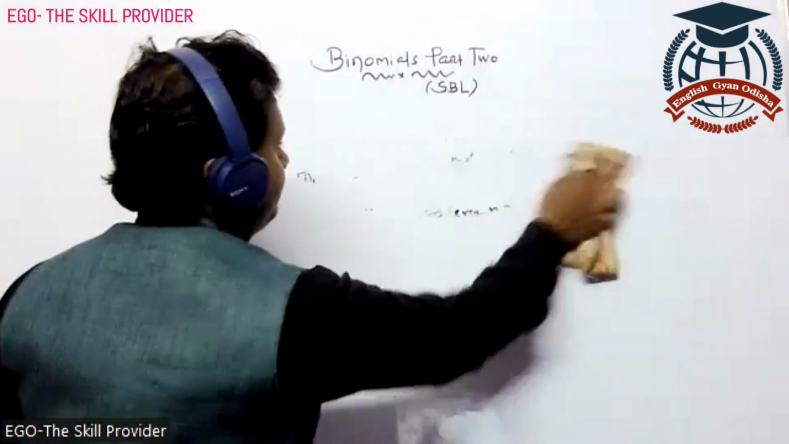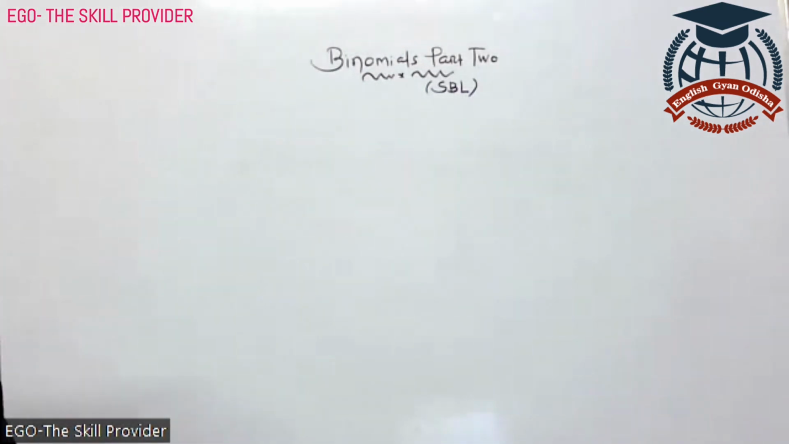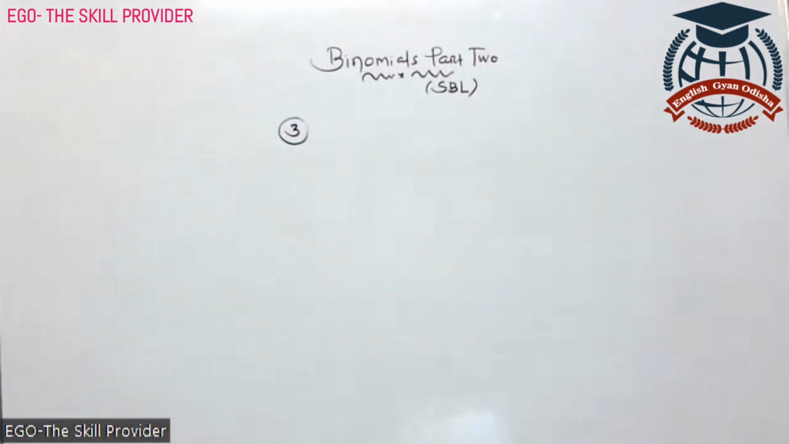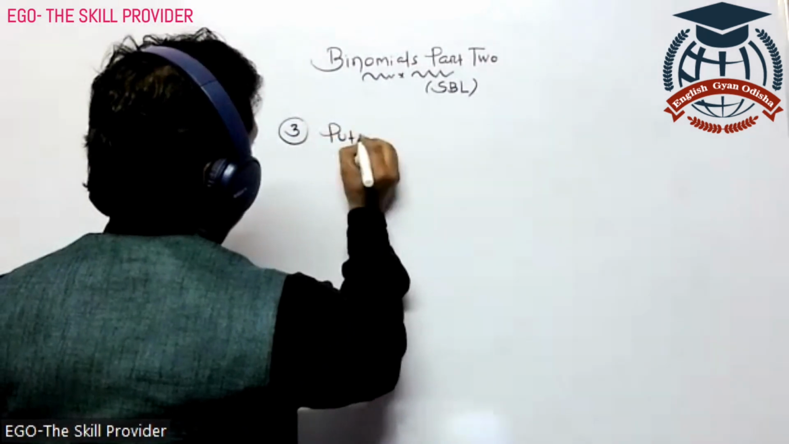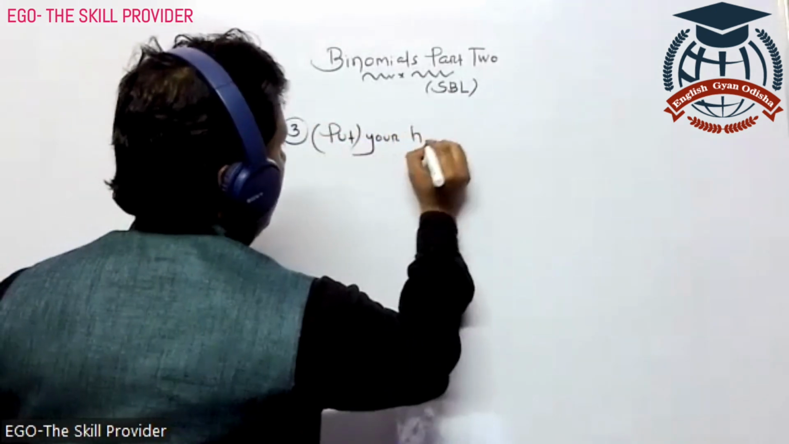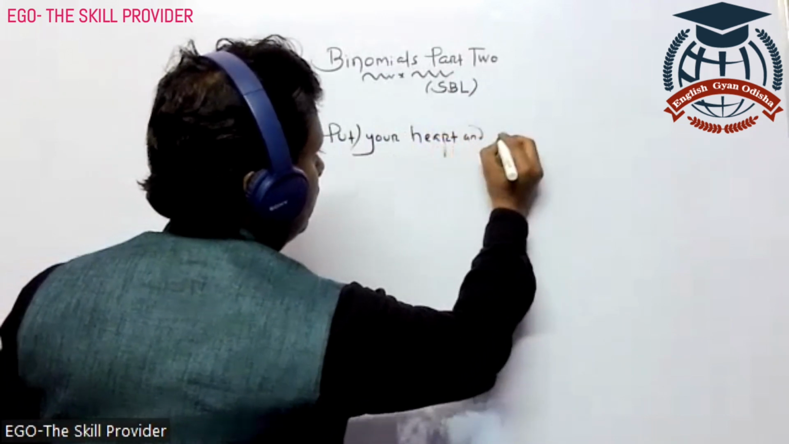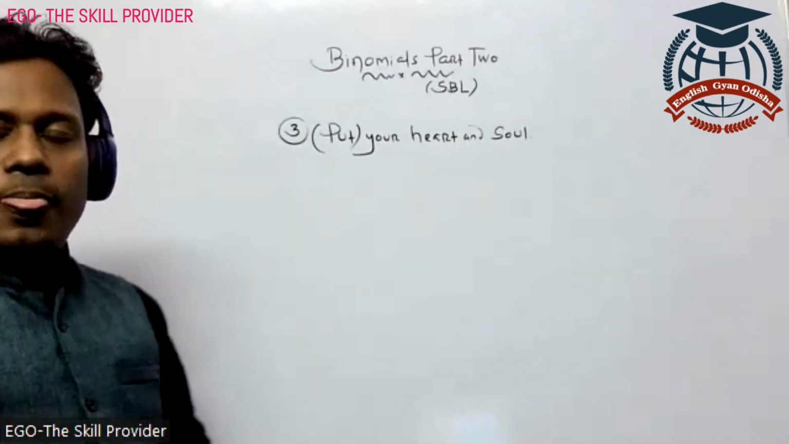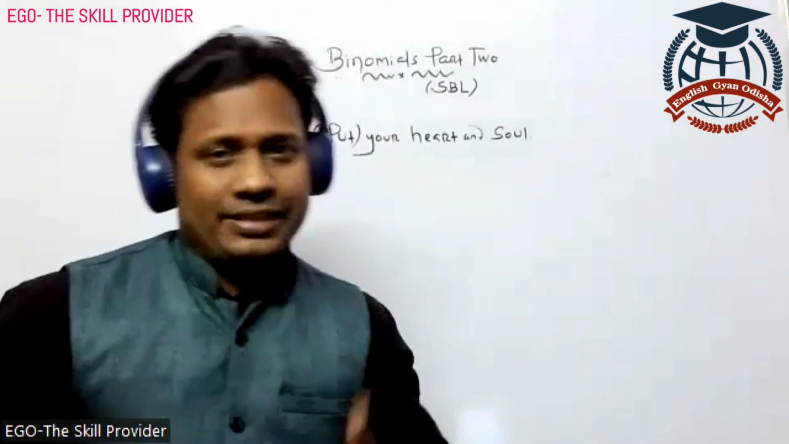The third one. The third one is very interesting, my friends. That is something called put your heart short. Okay. So look, this is a very beautiful example you normally give to your kids.